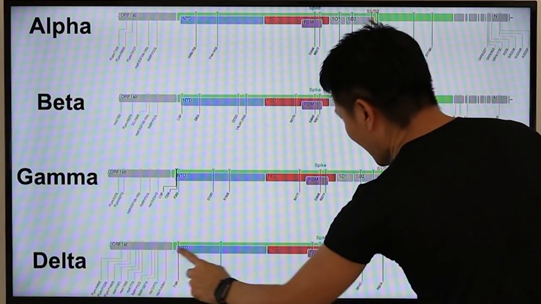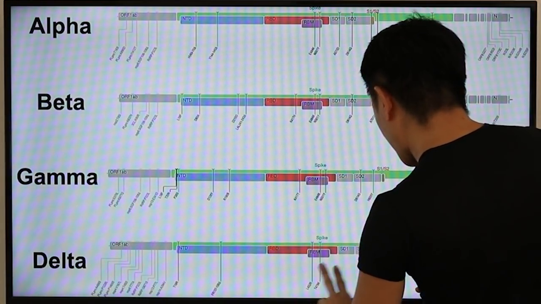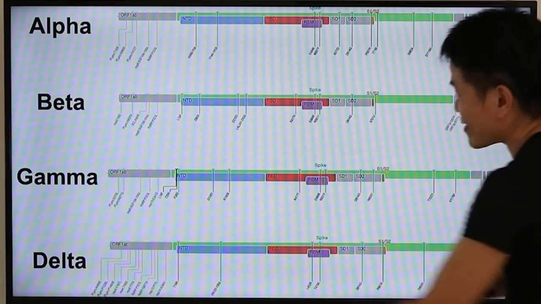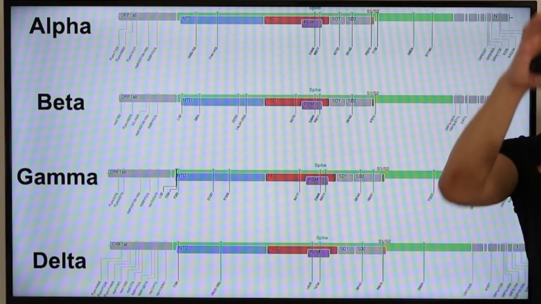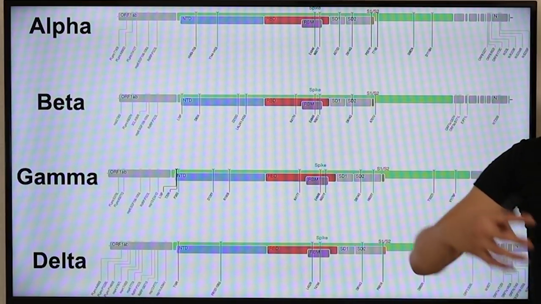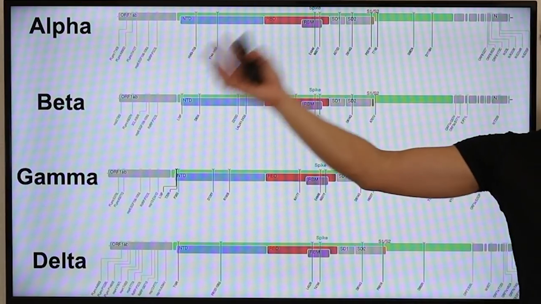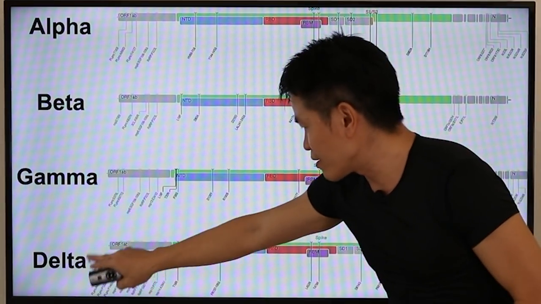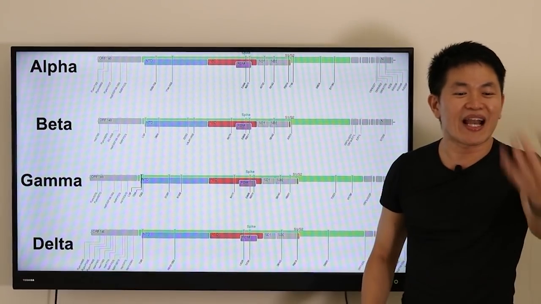But you'll be surprised. Look at Delta. Delta only has 7, only 7 on the green zone. The S protein actually didn't change much. So the infectivity is not much. But why is Delta now causing havoc around the world? Because here, the Delta can last longer.